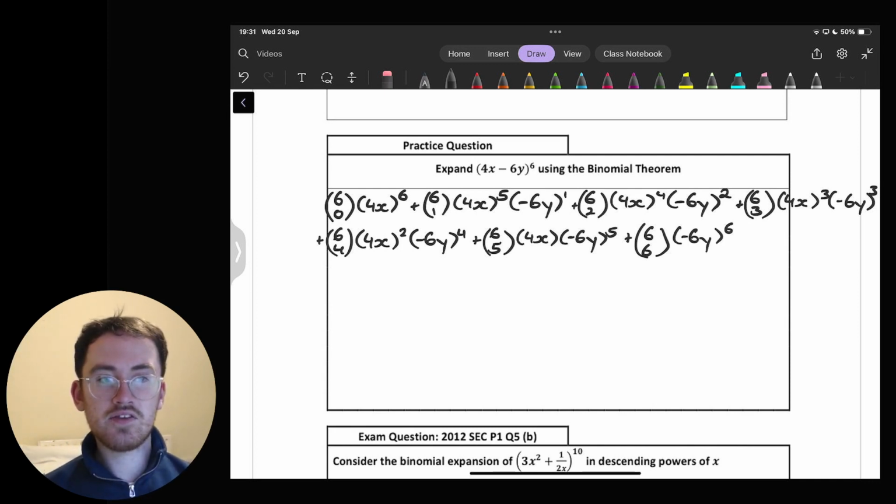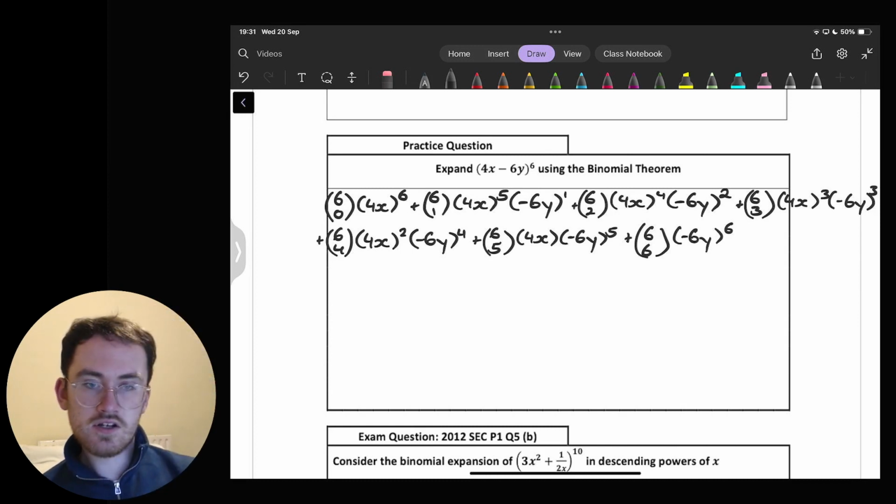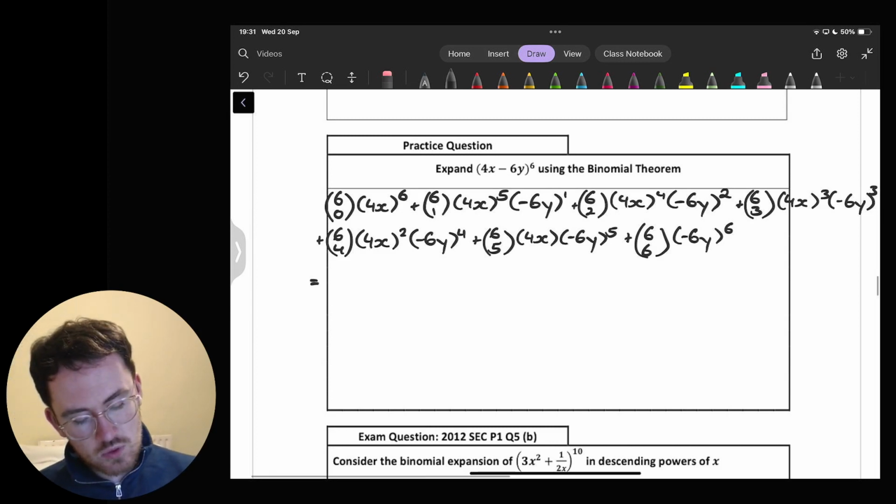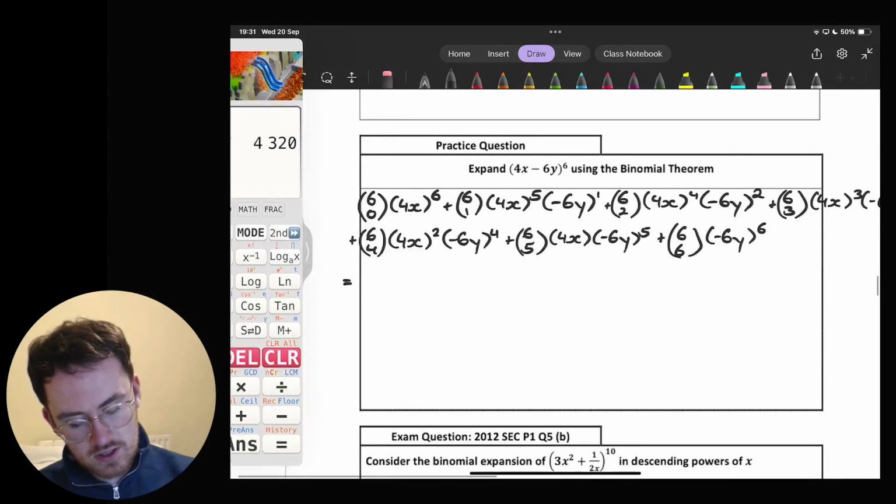So laying that out there, the powers of the first part of our expression going down, the powers of the second part going up, and keeping our 6 choose 0, 6 choose 1, 6 choose 2, and so on and so forth in the center the entire time. Okay, still doing those calculations out as best as we can. So let's work out these values. Where's my calculator gone? It is here.